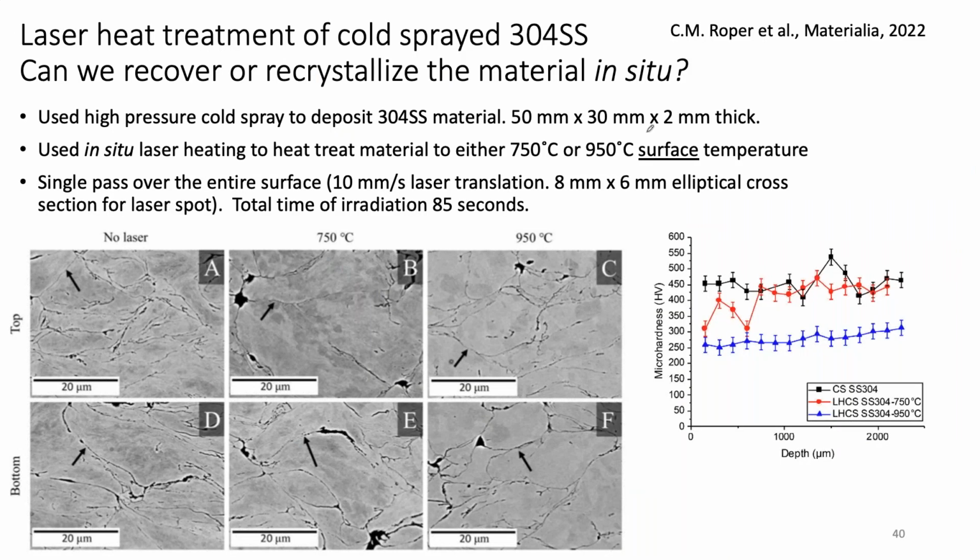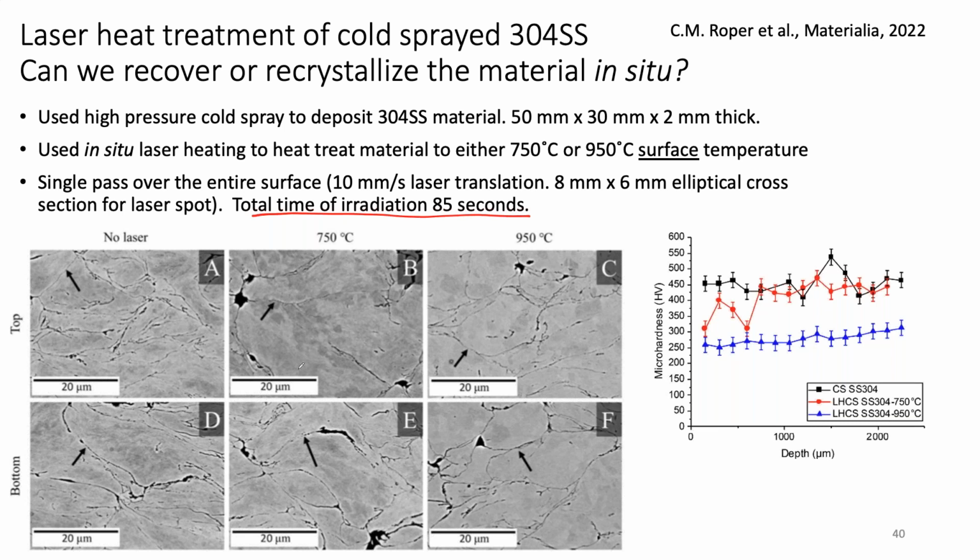So here you see we did a set of experiments where we used cold spray to make 304 stainless steel deposits that are, say, 2 inches long by 1.5 inches wide by 2 millimeters thick. We used in situ laser heating with our optical pyrometer to maintain either a 750 degrees C or 950 degrees C surface temperature. And then we did one single pass to recover the entire surface, moving at 10 millimeters per second with the laser. And the spot size is about 8 millimeters by 6 millimeters. And it gives us, and this is important, a total irradiation time of 85 seconds.